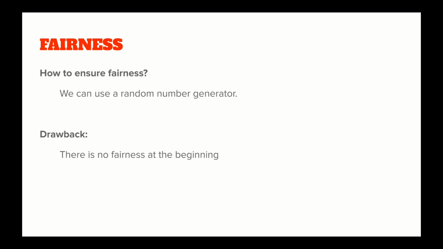How do we ensure fairness? The authors say we can define a random generator. It has a very low probability of generating a special number. When it happens, nodes in the secondary queue are moved to the primary queue, even though there are nodes in the primary queue that belong to the same socket as the previous thread that got the lock. This ensures all threads working in different sockets will get the lock fairly. And the drawback of this algorithm is that there is no fairness at the beginning.